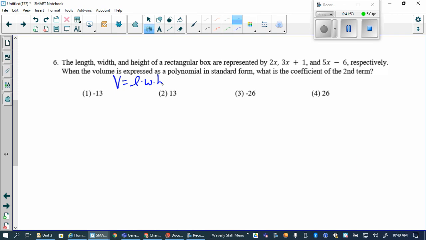So your volume, and then they just want to know the coefficient of the second term, right? And make sure, so volume is going to be 2x times 3x plus 1. Got to group it. Times 5x minus 6. Boy, it sure does seem a little bit like the last one we did, doesn't it? Maybe start by, doesn't matter which one, I'll do that one first, right? And then this one will come along for the ride a little bit. So everyone do that now. It's going to work a lot like the last one we just did. Let's see if we can nail it this time.